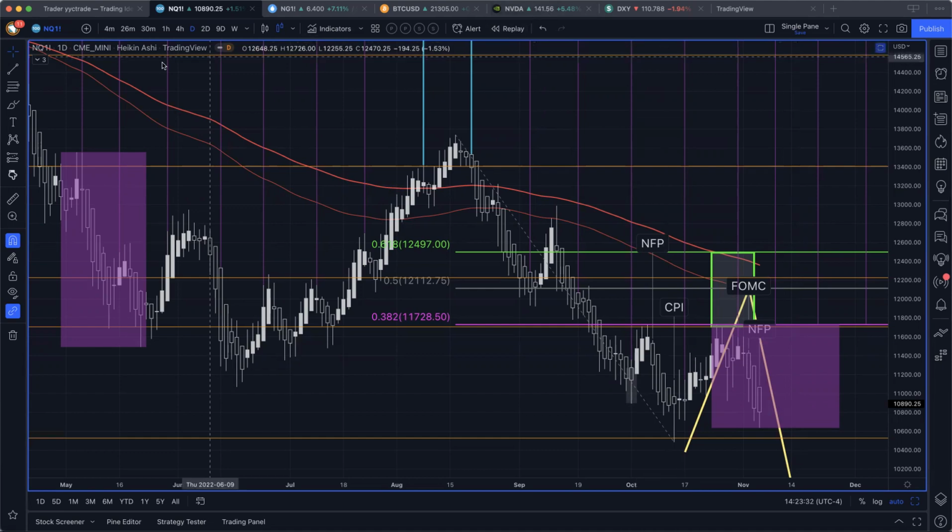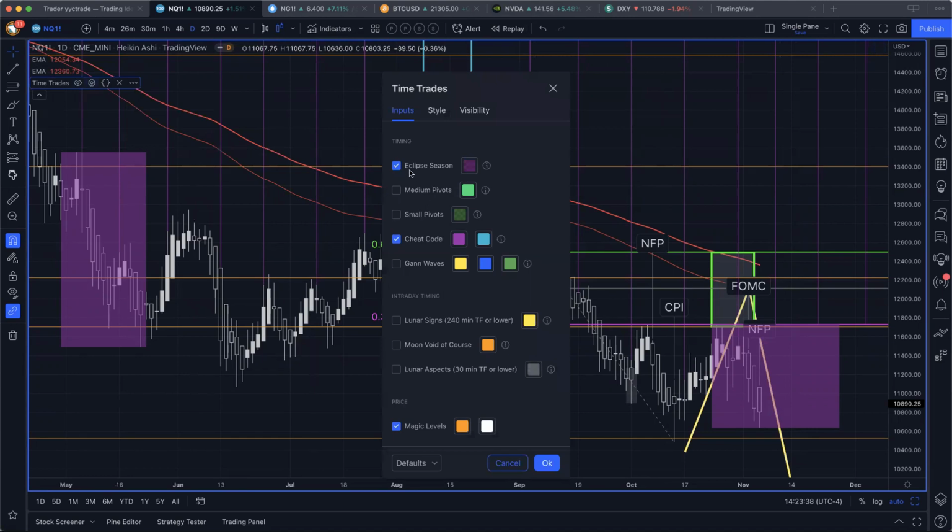Okay, so what we're looking at here is the NASDAQ futures, and we've got the Time Trades indicator on here, and I'm showing eclipse season and the cheat code. And I wanted to explain a little bit about why I think eclipses tend to be maybe a little overhyped in the financial astrology world.